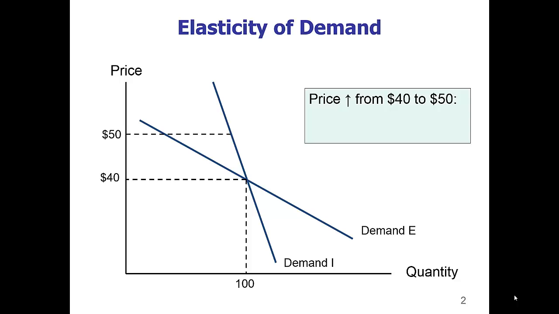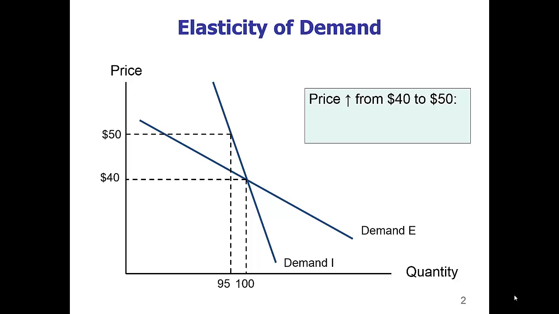At $50, if we go all the way over to demand curve I and straight down, we see that there was a relatively small percentage decrease in consumption. Given this price increase, consumption only fell from 100 to 95 units. These consumers were not very responsive or very sensitive to this price increase.